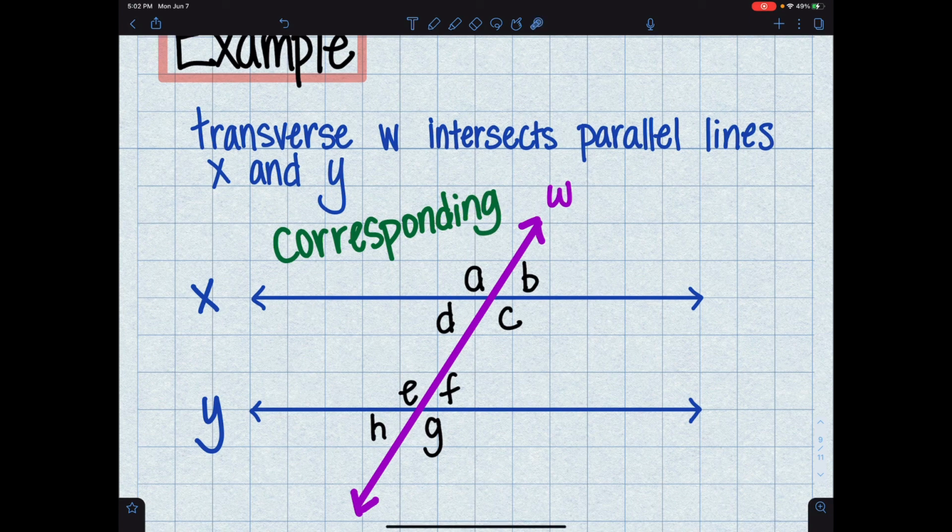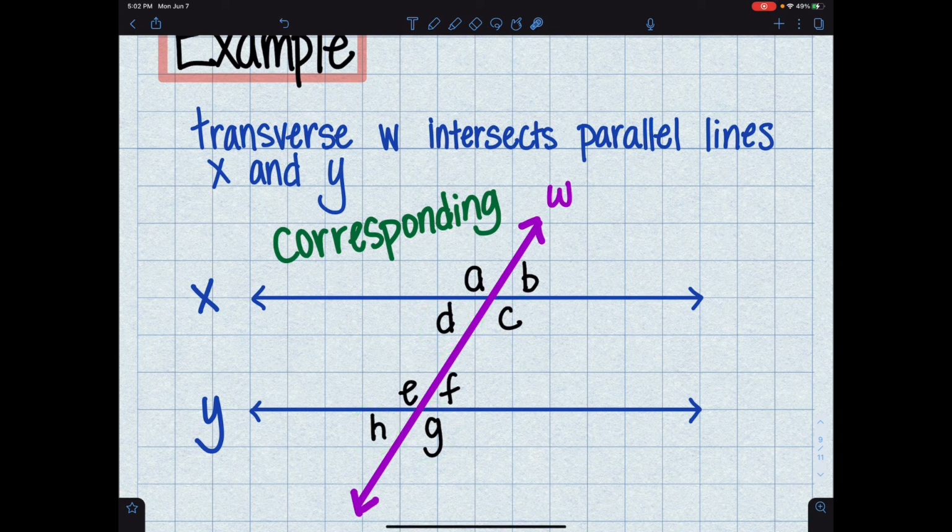Remember, corresponding, that means it's like you're playing Foursquare. And there's a Foursquare here, and there's a Foursquare here. So who is in the same position in Foursquare? Okay, so who's in the same position? A is in the same position as E. Okay, B is in the same position as F. D is in the same position as H. And C is in the same position as G. So those are all the corresponding angles.